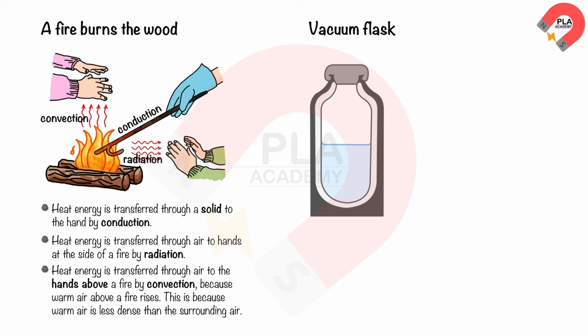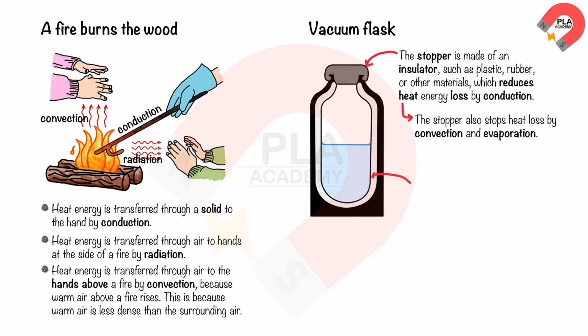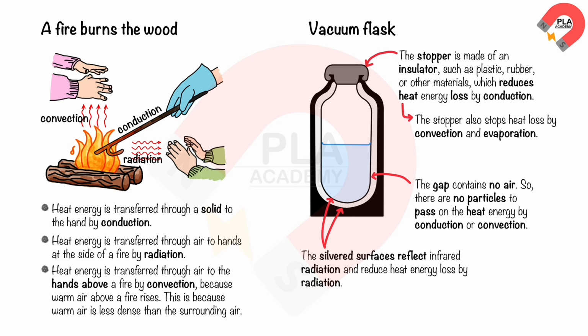Vacuum flask. The stopper is made of an insulator, such as plastic, rubber, or other materials, which reduces heat energy loss by conduction. The stopper also stops heat loss by convection and evaporation. The gap contains no air. So, there are no particles to pass on the heat energy by conduction or convection. The silvered surfaces reflect infrared radiation and reduce heat energy loss by radiation.